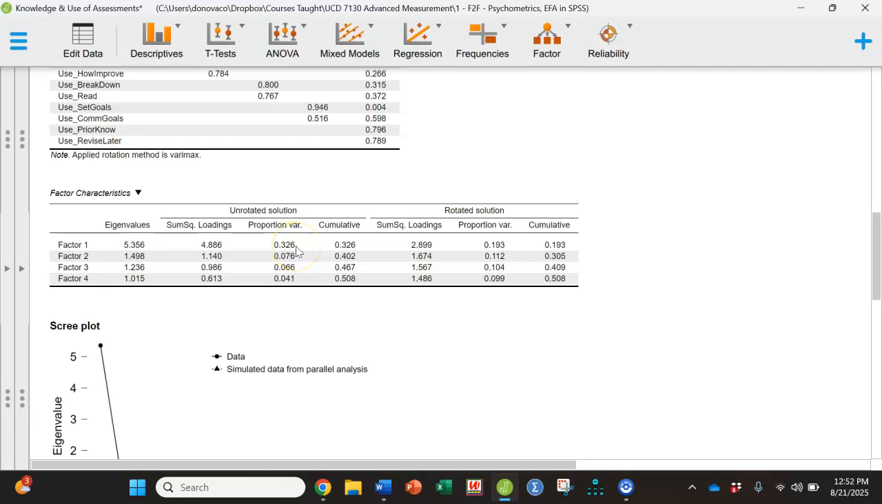I'm going to scroll over here and I'm going to look at my proportions. So factor 1 is the largest. It's explaining 32.6% of the overall variance. Factor 2 is explaining about 8%, factor 3, 7%, and factor 4, about 4% of the variance.